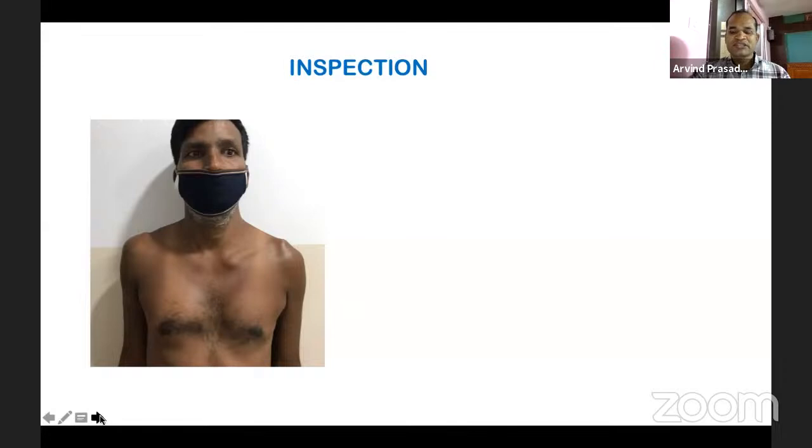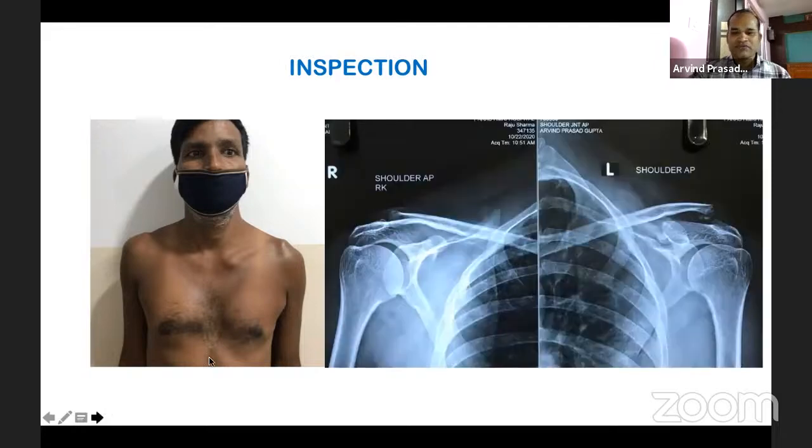This inspection should start from the front, in which we should see all the bony landmarks, joints, and muscles. Is there any muscle atrophy or swelling or anything else? Like in this case, we can see this part is prominent in comparison to the other side. So the lateral end of the clavicle is prominent there. We can appreciate in the X-ray also where the lateral end of the clavicle is going high. So this is a fracture dislocation of the AC joint.